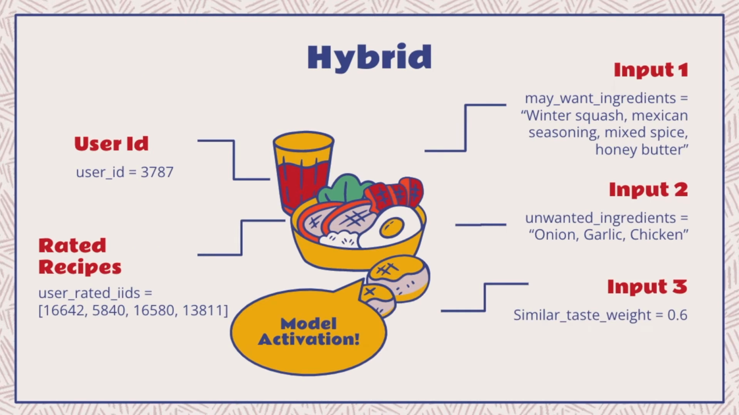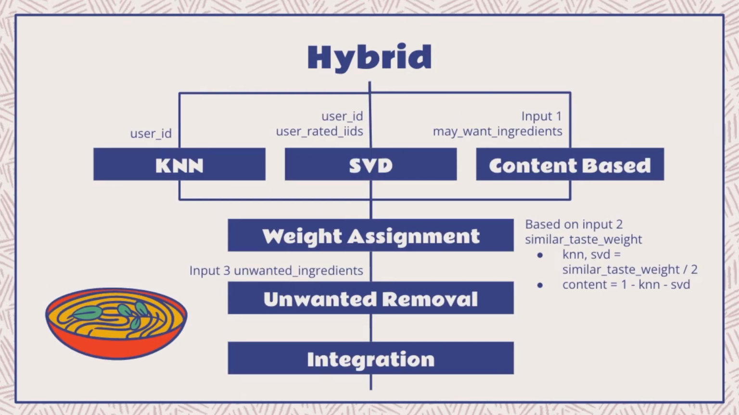So far we have so many parameters. How are we going to make use of these values? So we go to the model activation. We pass some of the values to activate our three models in a parallel way, and we will get three separate lists at the end. How are we going to combine them? So we would have to calculate the weight assignment.